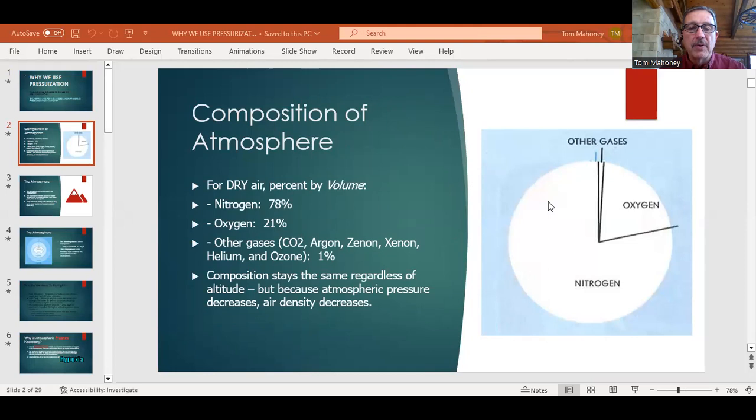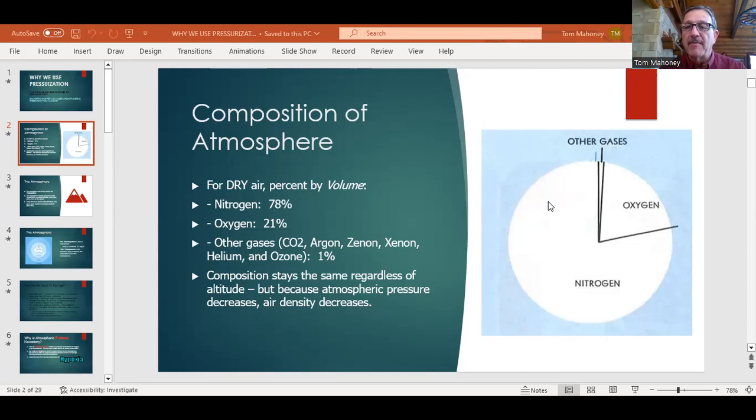For dry air, percent by volume, the air is made up of 78% nitrogen and 21% oxygen. And there's 1% of other gases. I don't care about that stuff. It doesn't matter that much, unless, of course, it's a poisonous gas. But these are not. So 1% CO2, argon, xenon, and so forth. The composition stays the same regardless of the altitude we are at on Earth. So if I'm standing on the beach down in Florida, the composition of the air is still 98% and 21%.